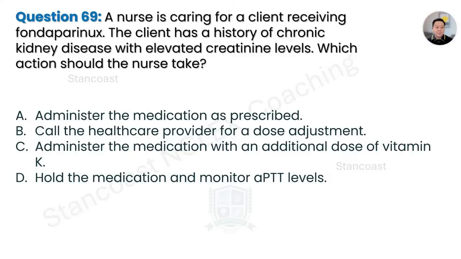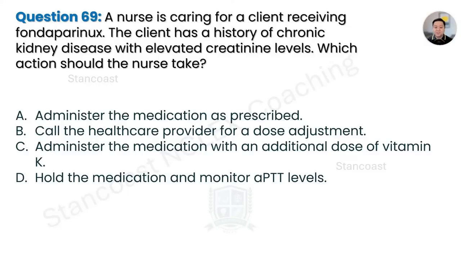69. A nurse is caring for a client receiving fondaparinux. The client has a history of chronic kidney disease with elevated creatinine levels. Which action should the nurse take? A. Administer the medication as prescribed. B. Call the healthcare provider for a dose adjustment. C. Administer the medication with an additional dose of vitamin K. And D. Hold the medication and monitor APTT levels.